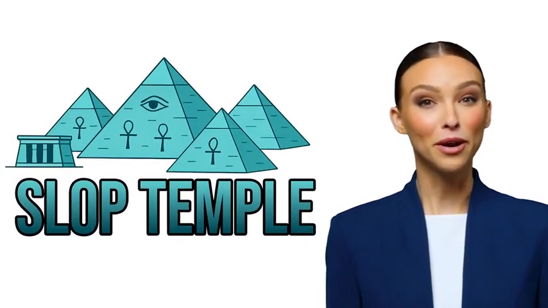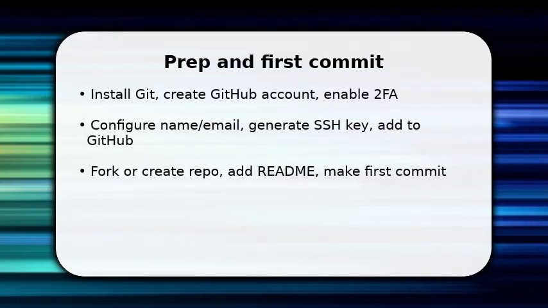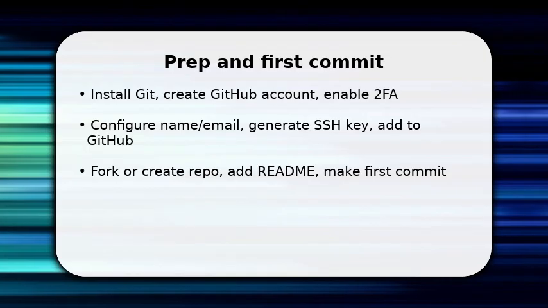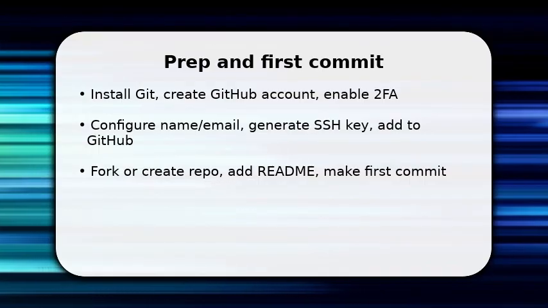We pray this video helps. You should start by preparing only what's necessary and then commit. Install Git and create a GitHub account with 2FA. Configure your name and email so your commits are traceable. Generate an SSH key and add it to GitHub to avoid repeated credential prompts.